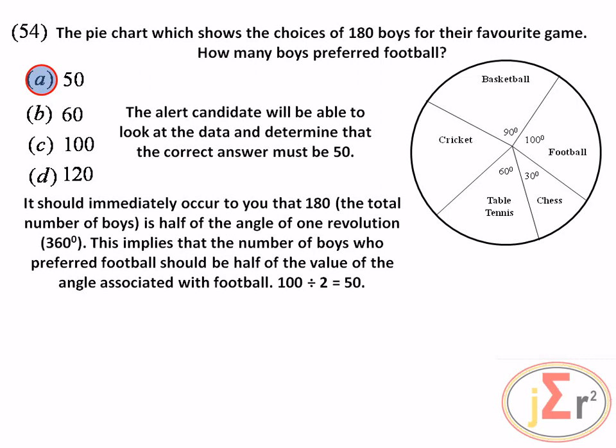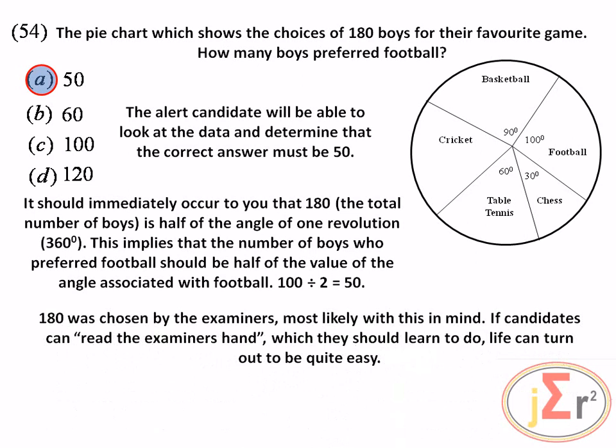So let me just take a second, go at it. This 180 is the total number of boys, and the total angle of one revolution is 360. So the total number of boys is half of the angle associated with one revolution. Therefore, the number of boys that you are going to have who choose football will be half of the angle associated with football. So we will be able to see that in less than 3 seconds. No problem.